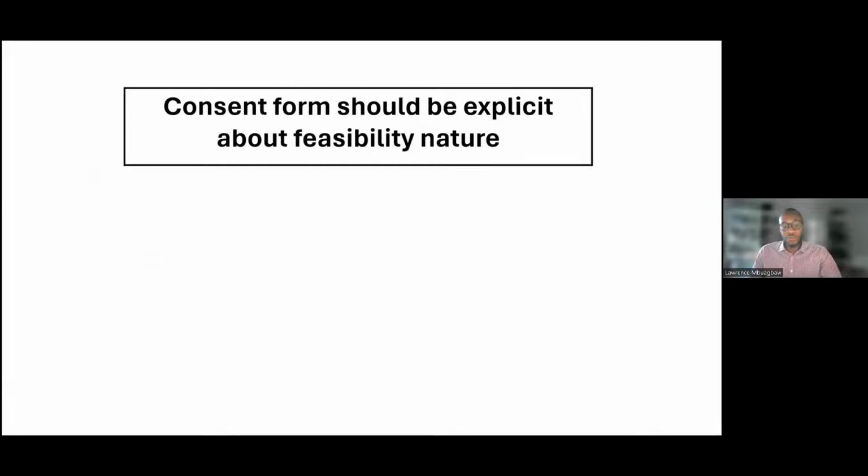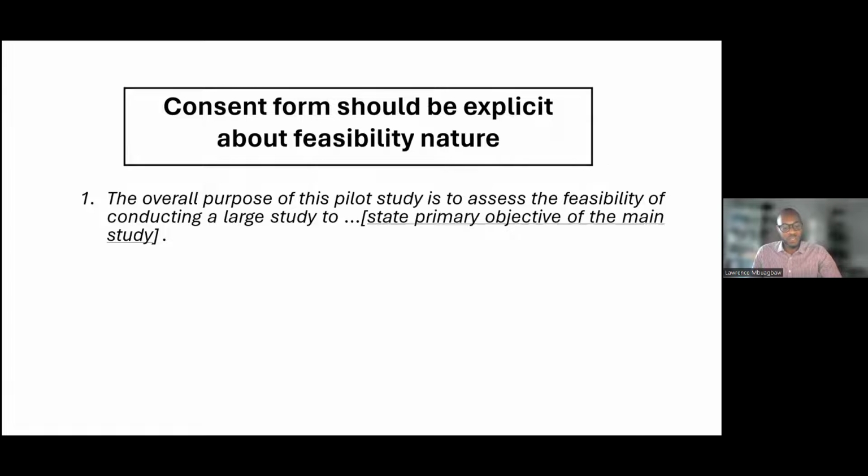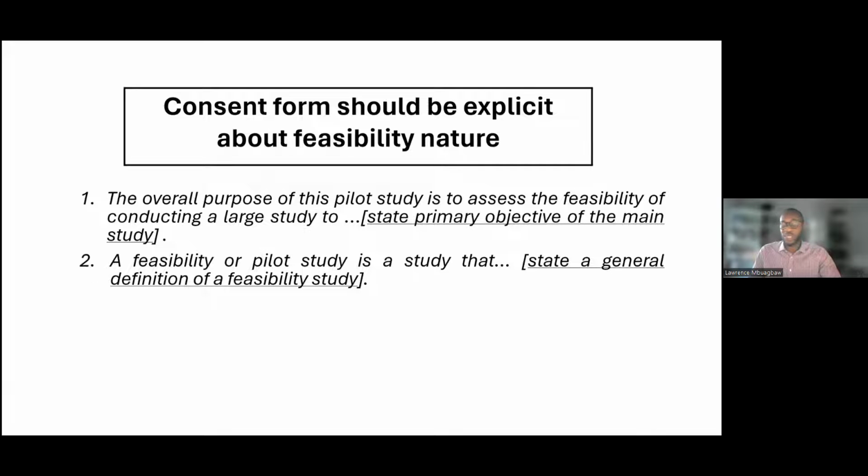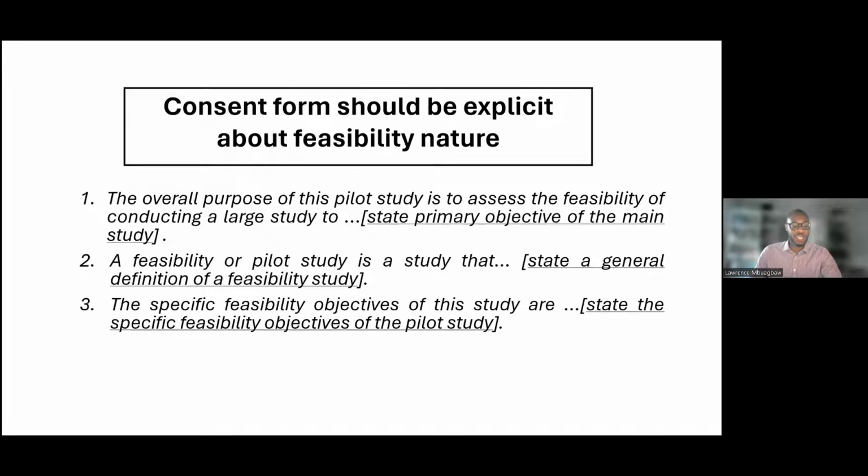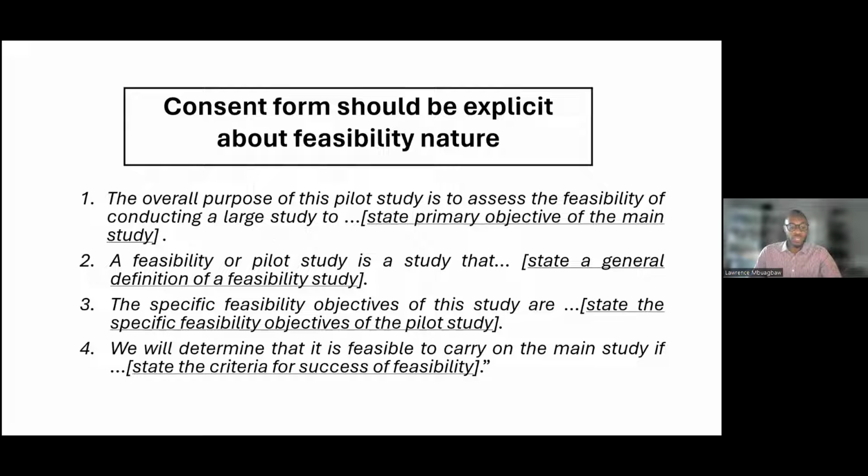Well, the consent form should be explicit about the feasibility nature of the study. And there are 4 things which you need to address in your pilot study. The first is the overall purpose of the pilot study is to assess the feasibility of conducting a larger study. This should be in your consent form. Participants should know this, right? And then you also need to educate them on what a pilot study is so that it is clear what they are engaging in. Then you list the feasibility objectives of the study, and then you tell them what your progression criteria are. So what metrics you need to meet to be able to carry on with the main study.